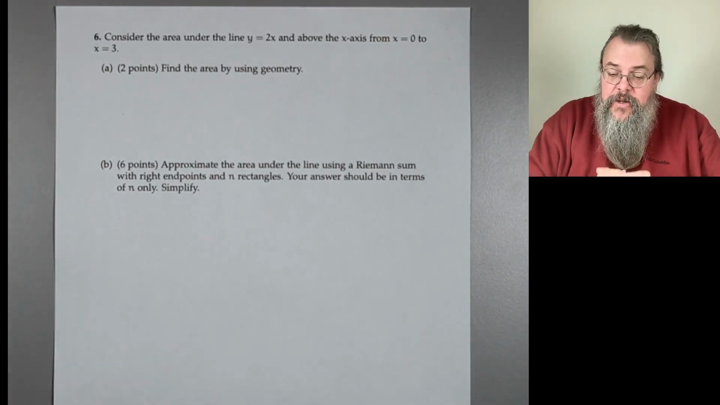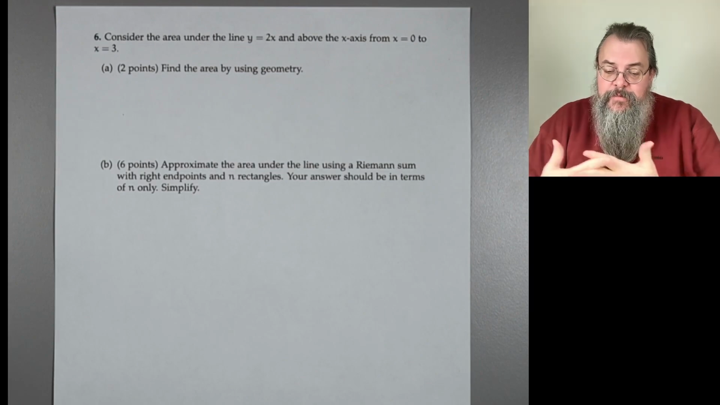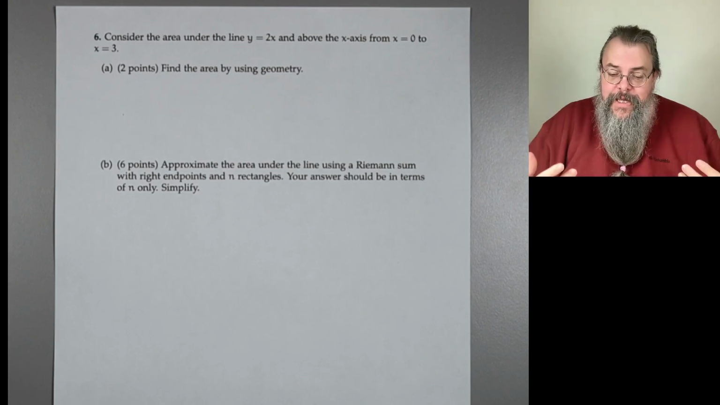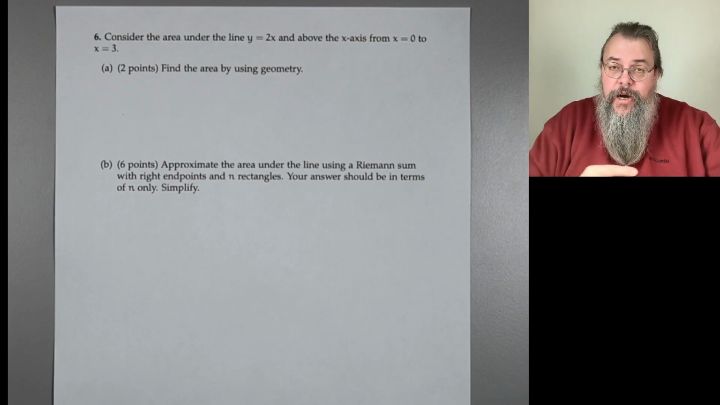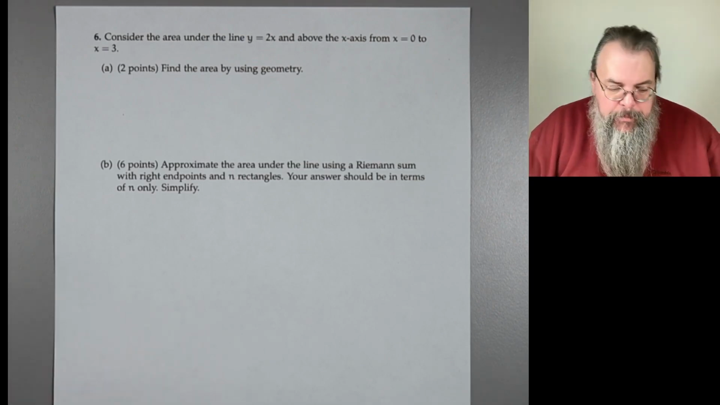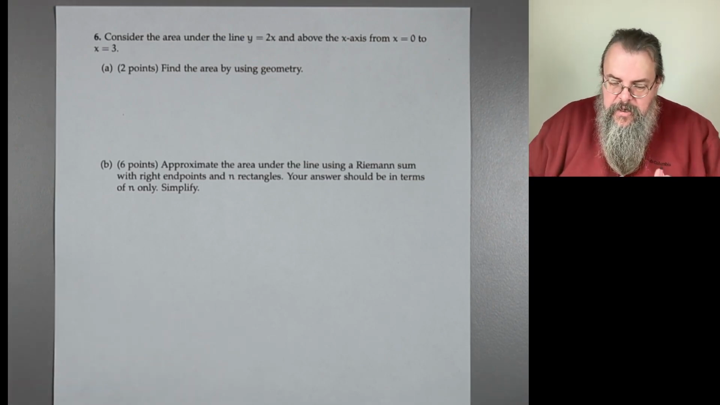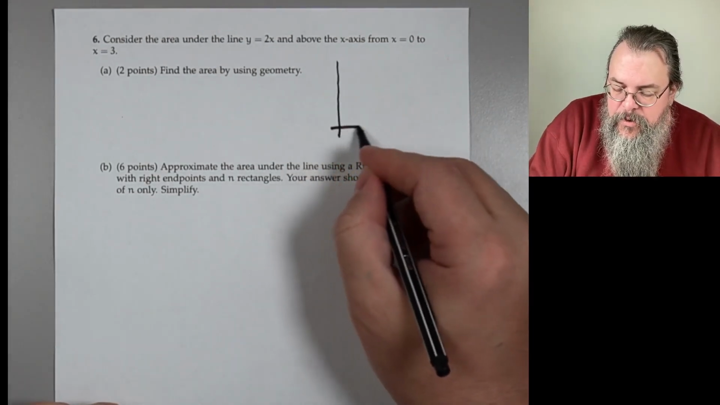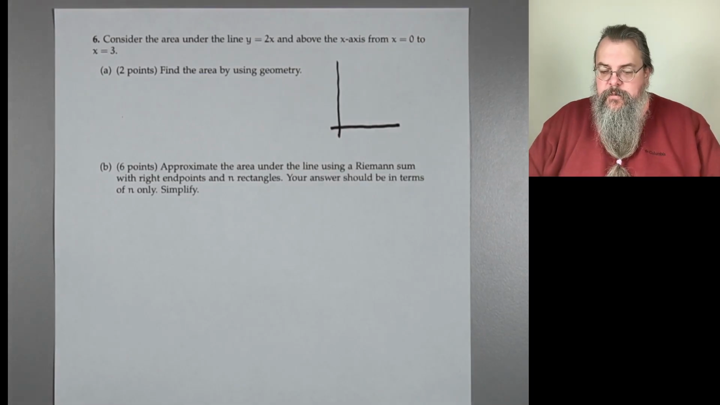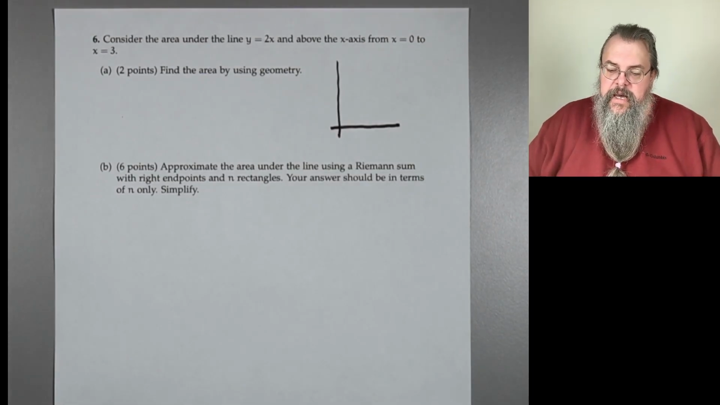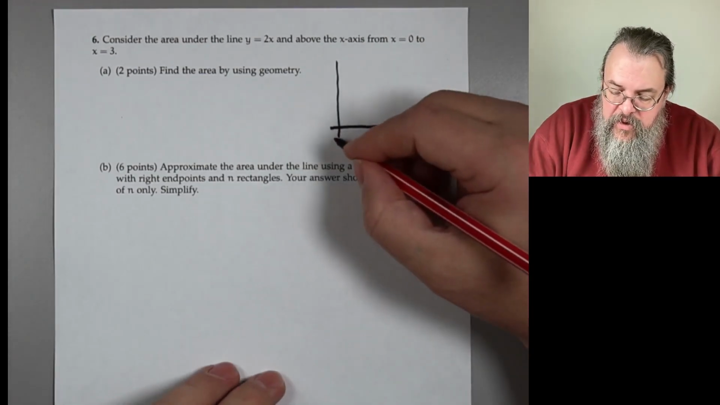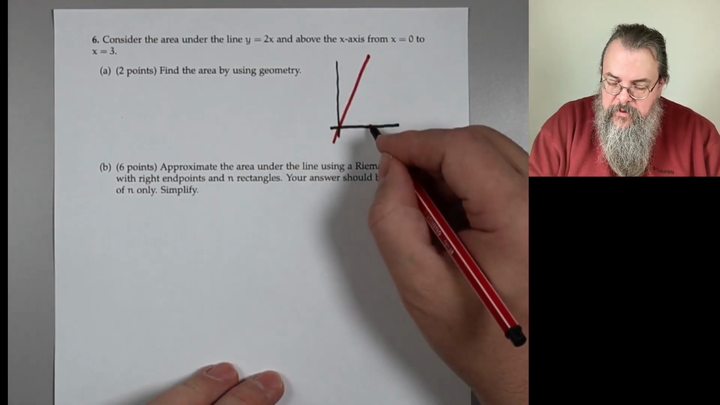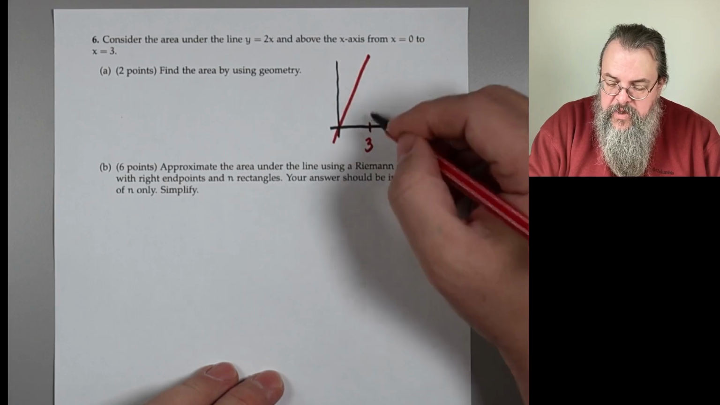Consider the area under the line y equals 2x and above the x-axis from x equals 0 to 3. Find the area by using geometry. Geometry. Yes, geometry. One of our favorite subjects. So here we go. We're going to sketch. We'll put some axes here. We're going to have y equals 2x, so it's a little bit steeper than y equals x. And here we're going to go from 0, we'll say here is 3.